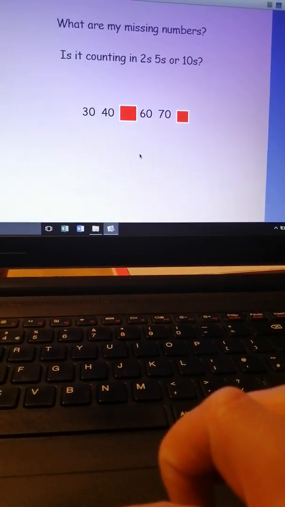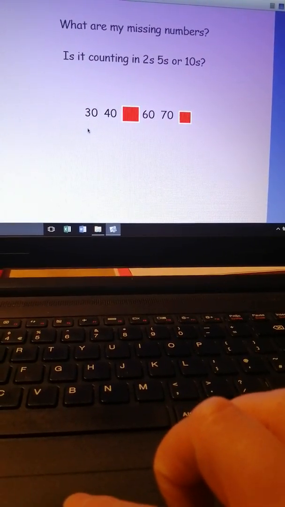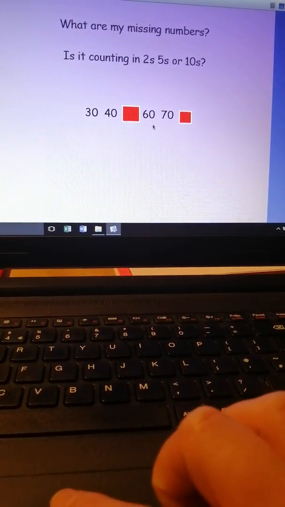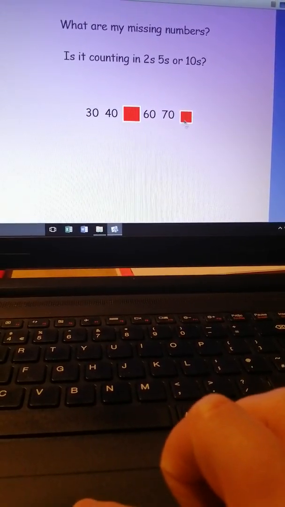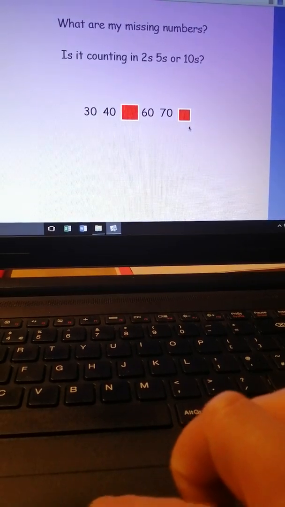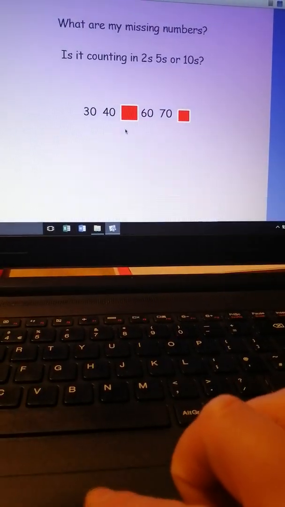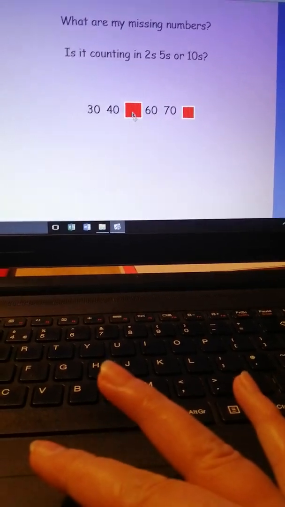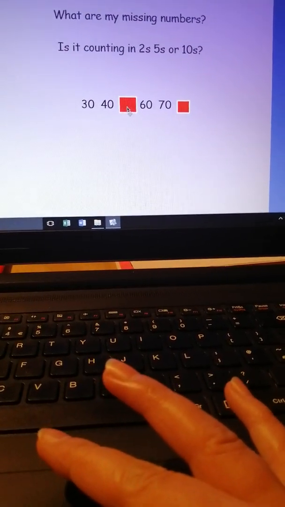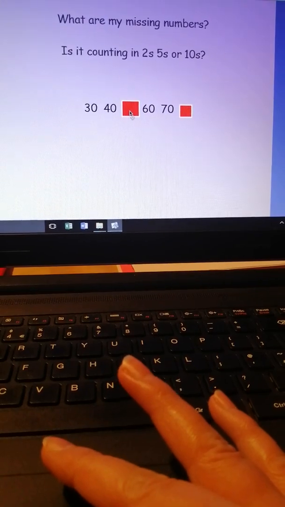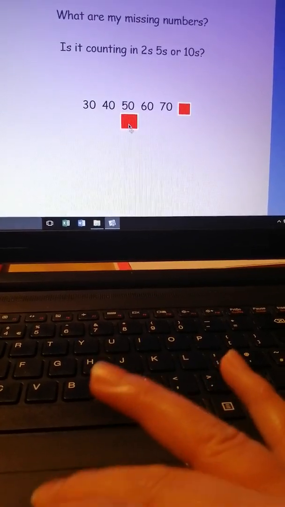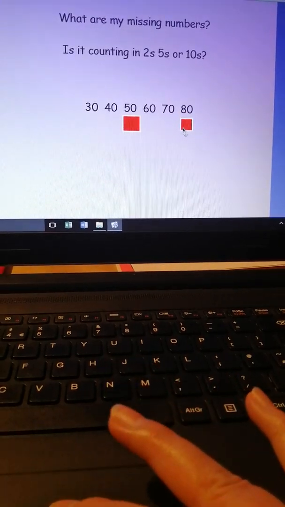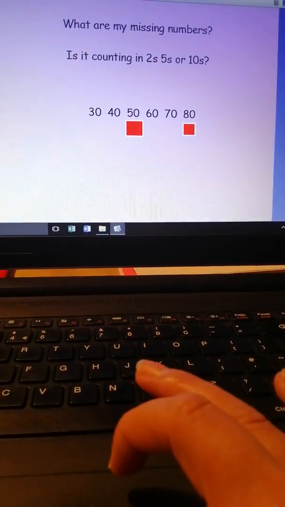I wonder what number we're counting in this time. 30, 40, oh, don't know that one. 60, 70, don't know that one. 2s, 5s or 10s. You decide. Let's see if you can count along and get them right with me. 30, 40, 50, 60, 70, 80.